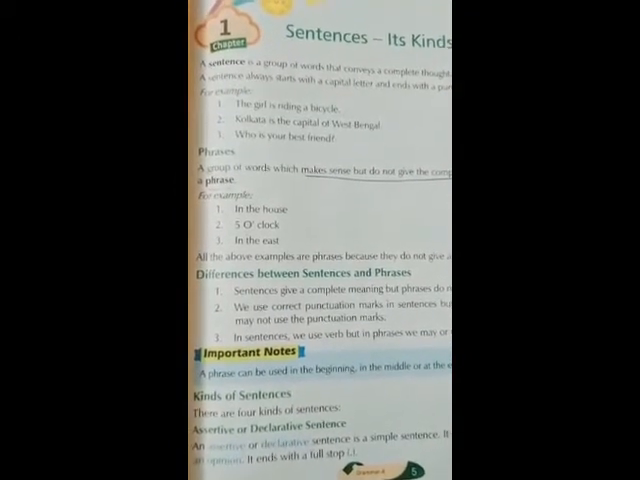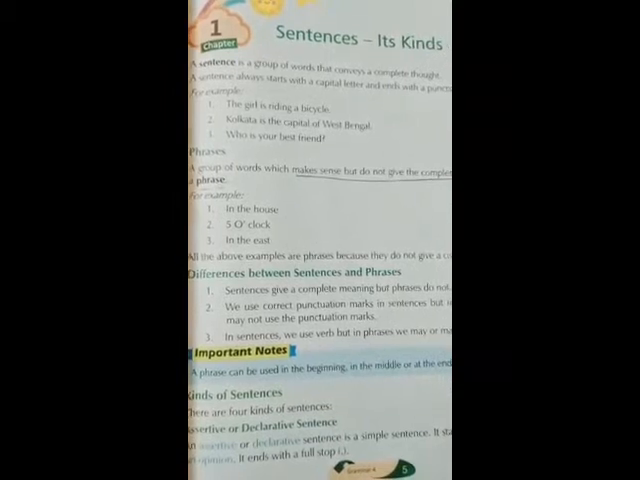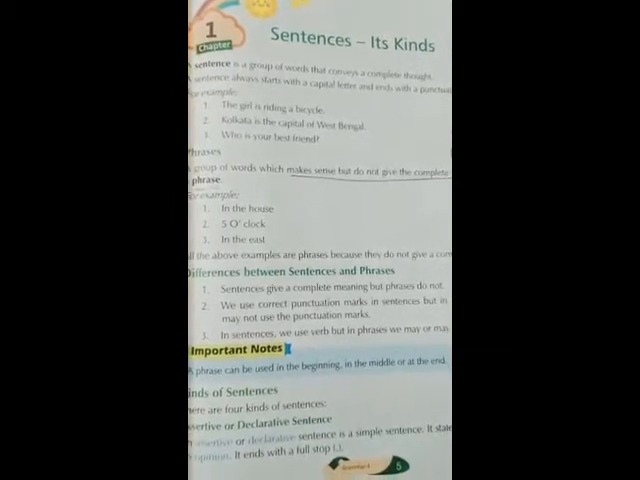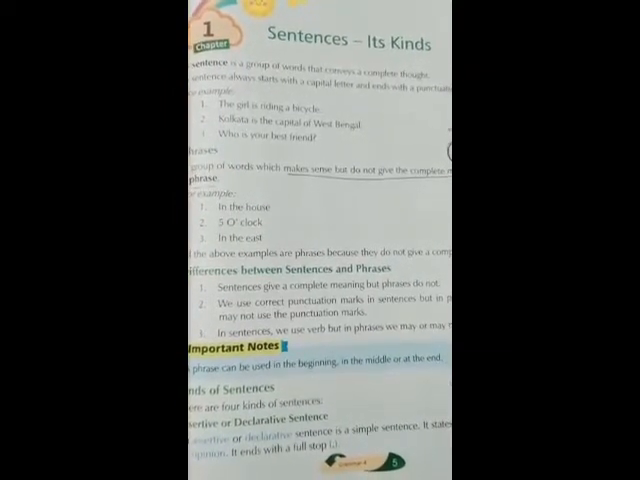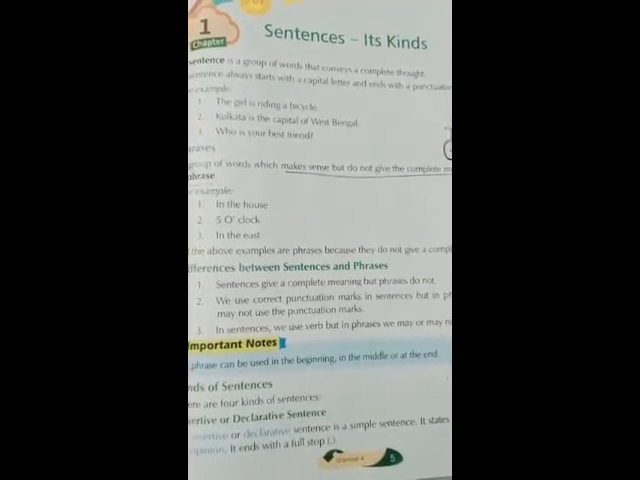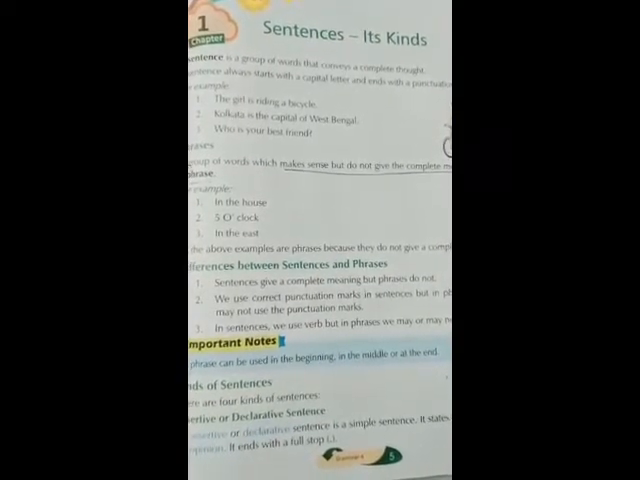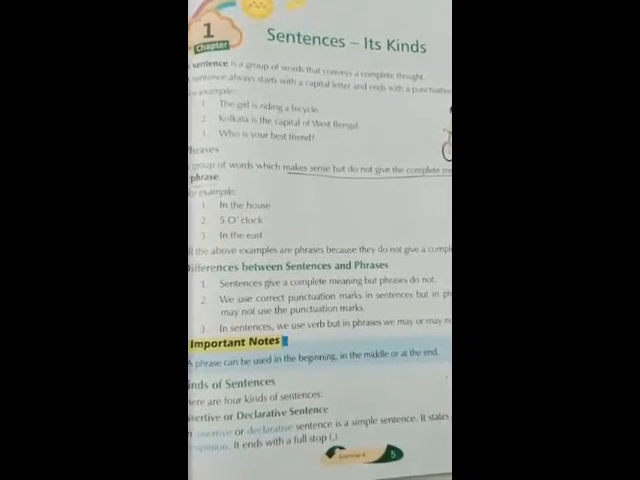The first one, the girl is riding a bicycle. Second one, Kolkata is the capital of West Bengal. Third one, who is your best friend? Question mark.